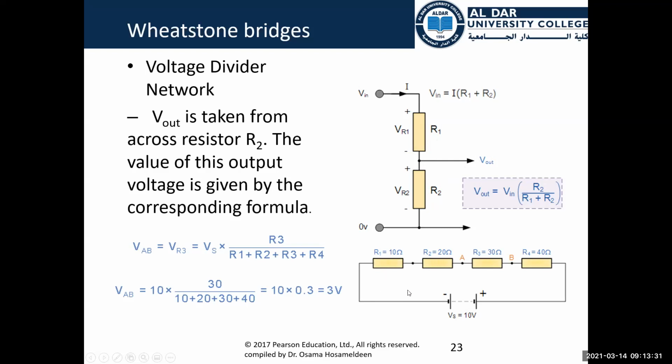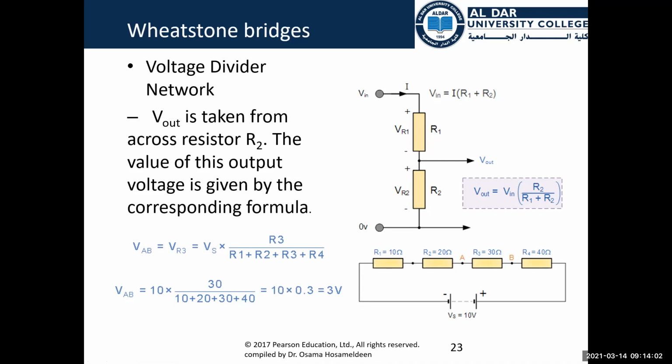What about this circuit? This circuit has 4 resistances in series. R1 is 10 ohms, R2 is 20 ohms, R3 is 30 ohms, and R4 is 40 ohms. We want to measure the voltage drop between A and B. How can we calculate it?